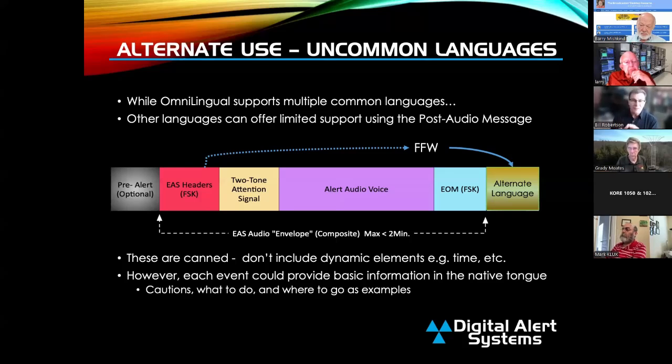But it does have the ability to at least communicate better what the audio envelope contained. What's going on? Oh, this is a flash flood warning. What should I do? Get to high ground. Do this. Do this. You can offer some suggestions or a place to go get more information. This is really something that can be done. And when I talk about uncommon languages, I'm talking about things like Native American tongues, things that might be well served in certain communities. Again, it's not going to have the dynamic elements, but it can definitely be used to present information in these uncommon languages.